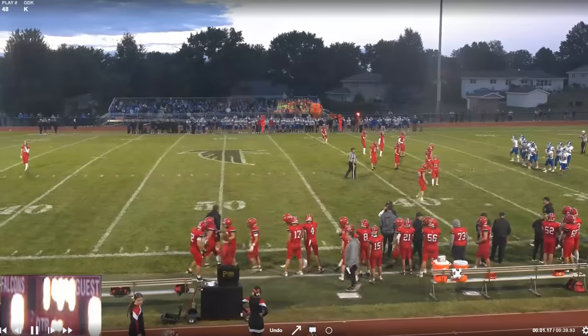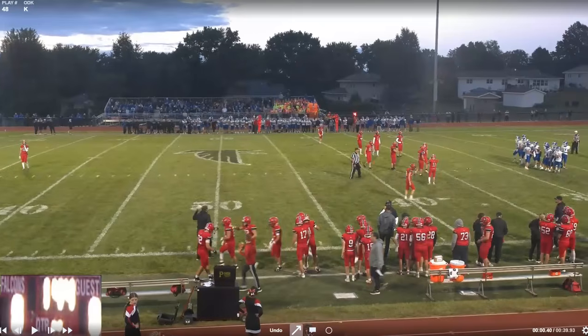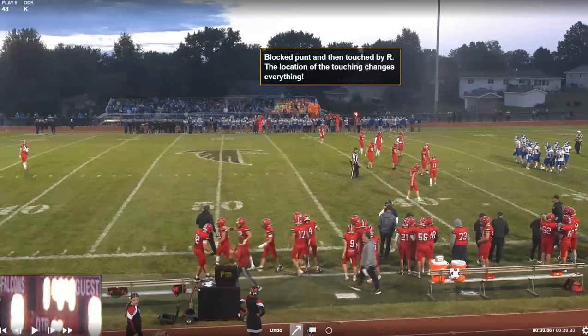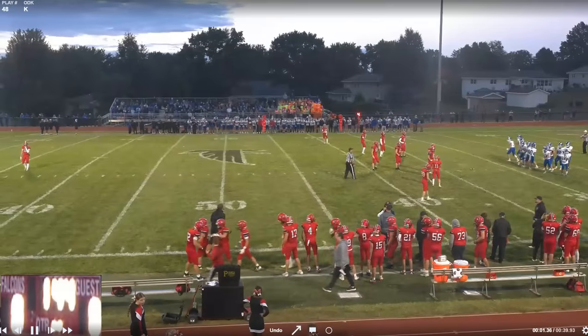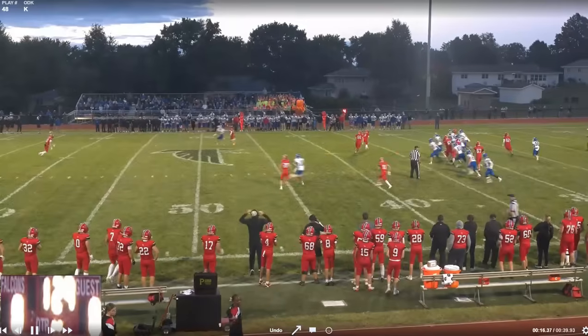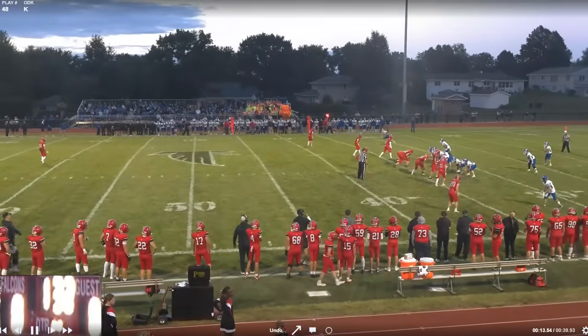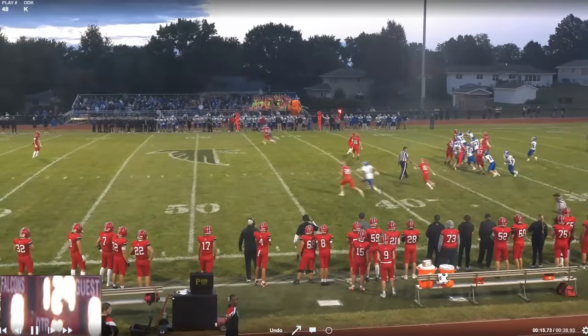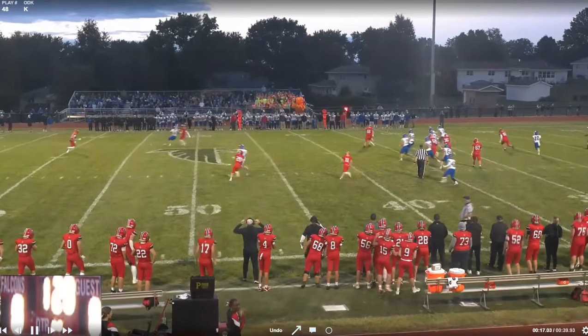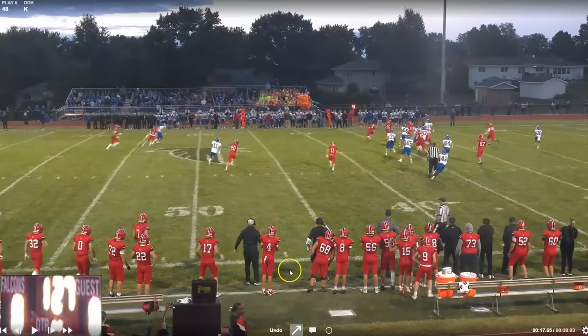Okay, really interesting play here. Blocked punt that gets touched by the return team, and the location of this touching is what changes everything. So let's take a look here. So there we've got our blocked punt. Okay, so that touching is ignored, we know. Now, here's a problem. Our previous line of scrimmage was the 38-yard line. This ball is now touched by R in advance of the line of scrimmage.